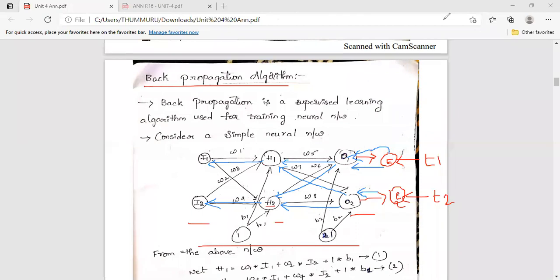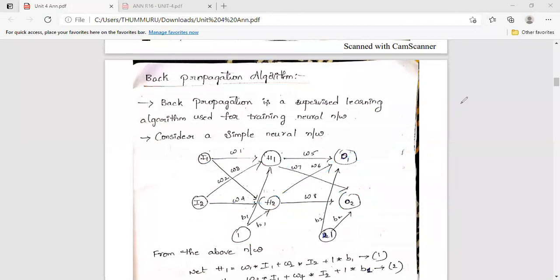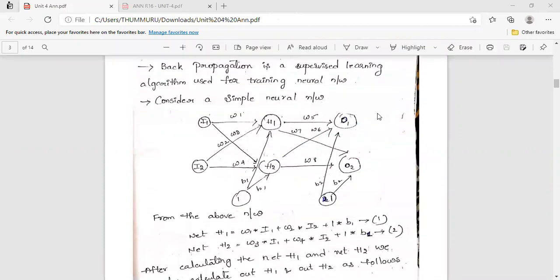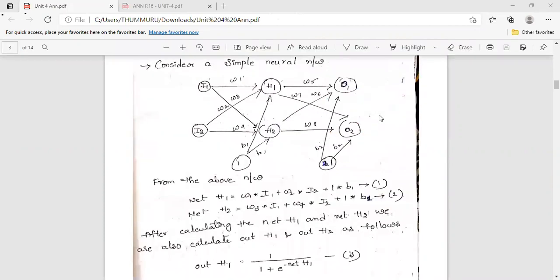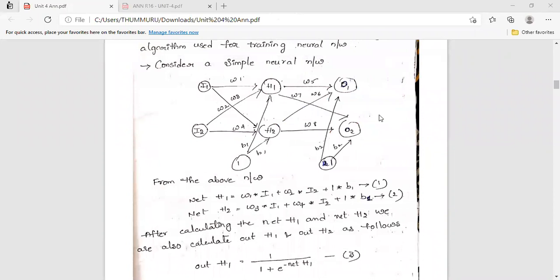Okay, let us see the equations, how we are going to back propagate this network. First of all, in today's class, we are going to see all the equations of this network, how we are going to back propagate this particular network. In tomorrow's class, I'm going to explain with one example, right?